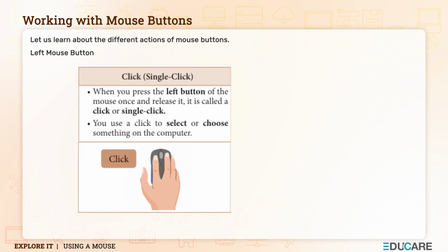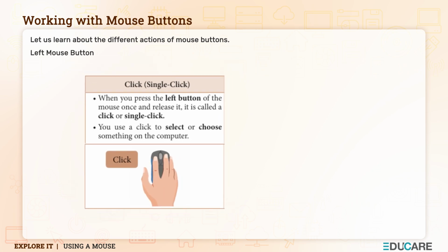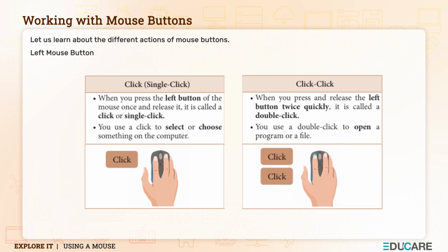Working with mouse buttons. Let us learn about the different actions of mouse buttons. Left mouse button. Click, single click. When you press the left button of the mouse once and release it, it is called a click or single click. You use a click to select or choose something on the computer. Click, click. When you press and release the left button twice quickly, it is called a double click. You use a double click to open a program or a file.